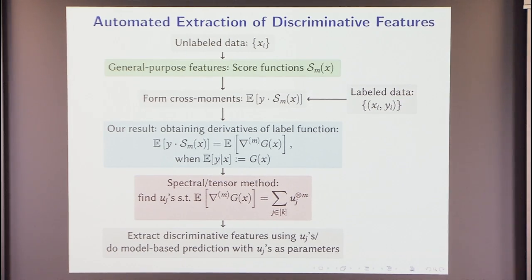And once we have labeled data, we can construct cross moments between the label and these score function features. What we established is that these cross moments capture expected gradients of the label as a function of input. So we can incorporate these moments and find spectral decomposition, and then use them to extract discriminative features. Right, so this is the overall framework. Now we'd like to ask how we can use this to provide guarantees for learning conditional latent variable models. What kind of guarantees does this method have?